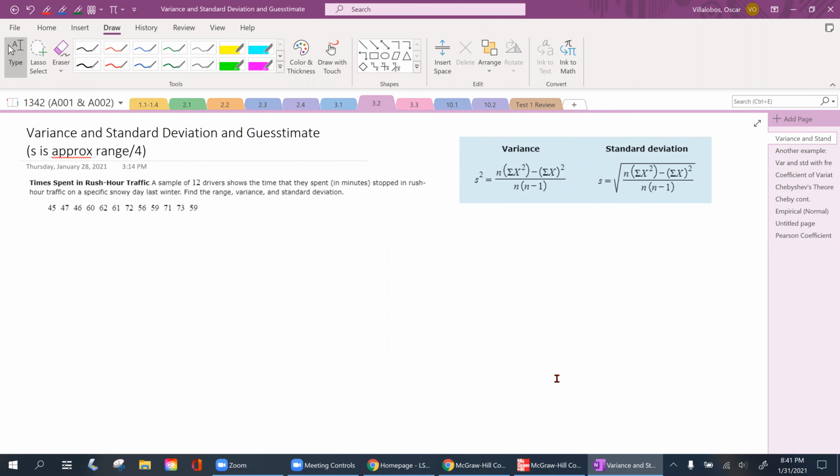This is section 3.2, starting on week 3. This week we're going to start covering variance and standard deviation. One of my favorite parts of the class.